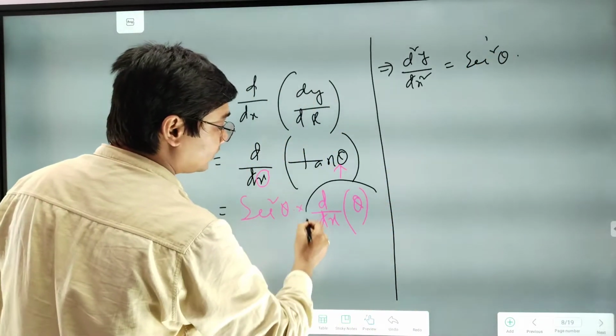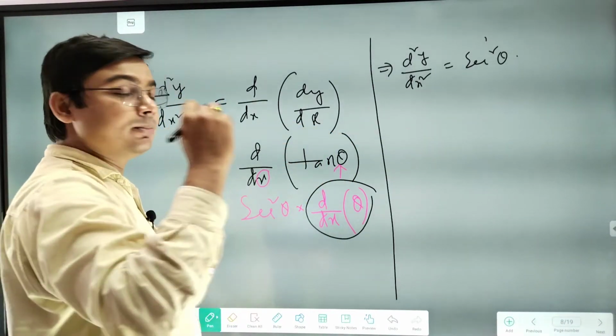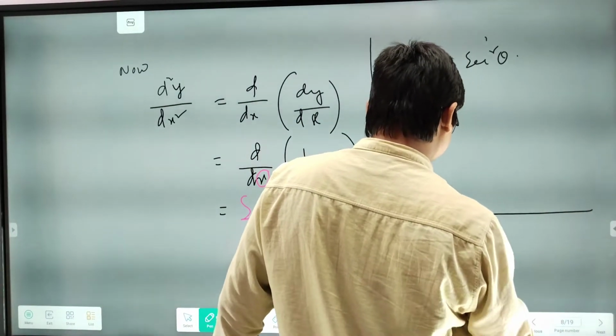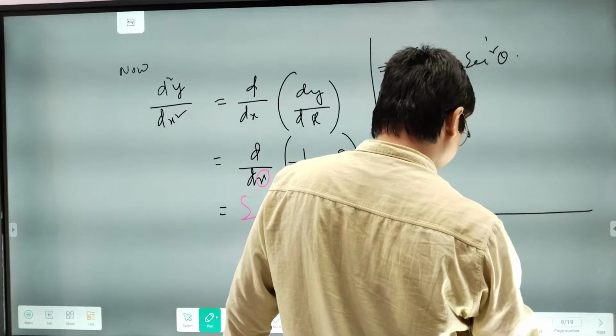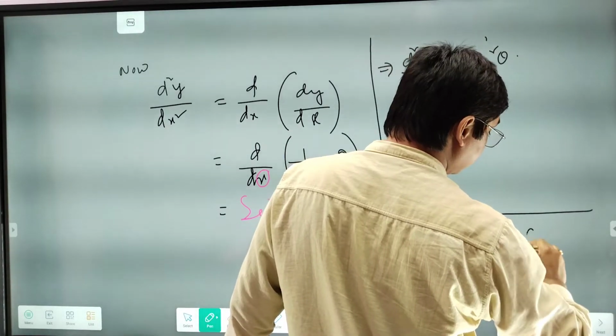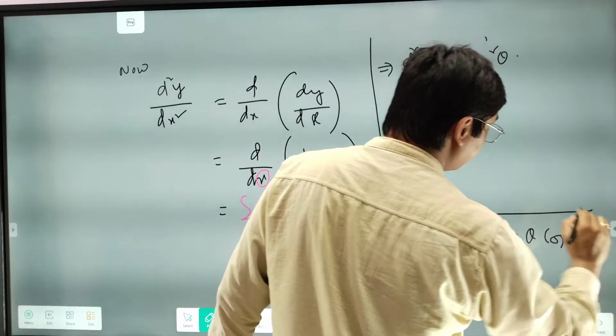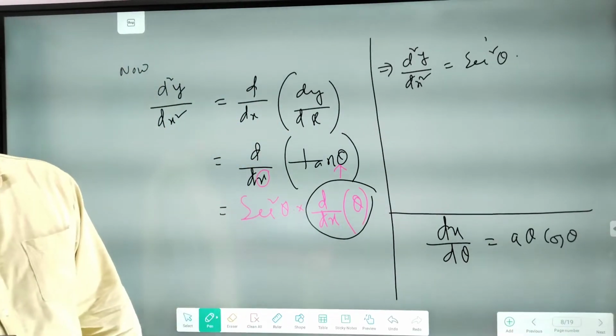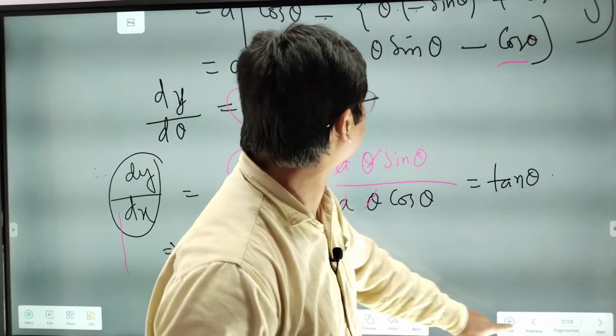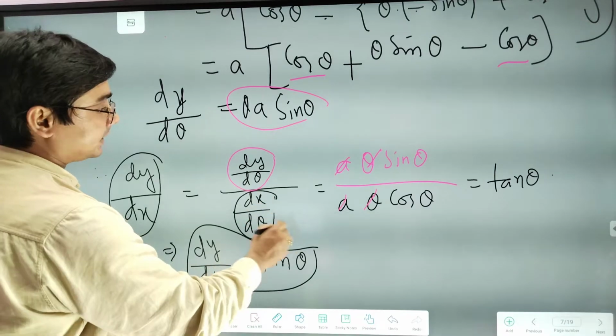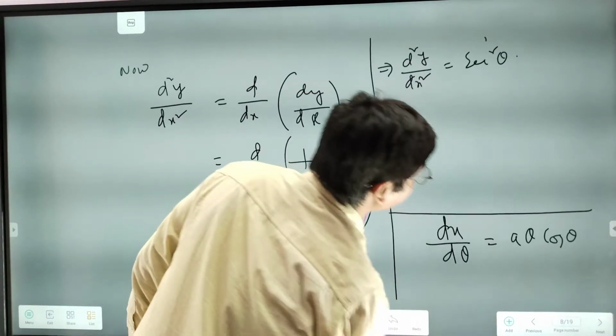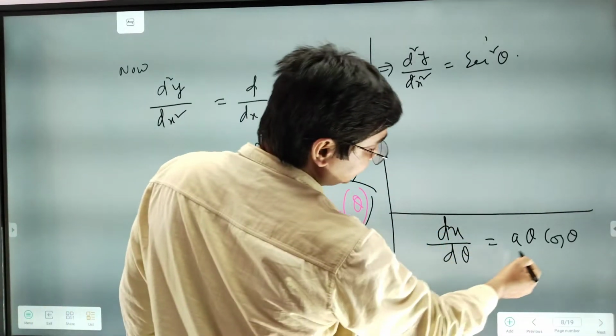Now what is the value of d theta by dx? You remember here what is our dx by d theta? Yes, dx by d theta was our a of cos theta. This is our dx by d theta. देखो ये previous slide में है, इसमें देखो dx by d theta का वैल्यू हम यहाँ पे पुट किया था, ठीक है. So देखो this is our dx by d theta.